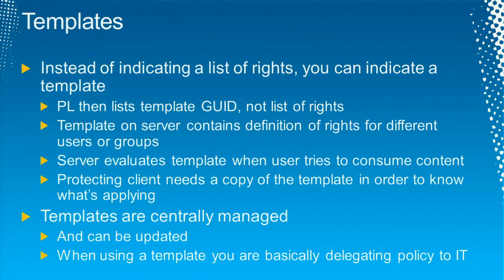So instead of indicating a list of rights, you can indicate what are known as templates that are created on the RMS server itself. So basically, within the publishing license, when you apply a template to an RM protected document, or when you're creating an RM protected document and you apply a template to it, the publishing license is going to list what's known as a GUID, right? And the GUID is essentially saying, okay, we have the set of rights to interpret on the server side itself and not explicitly within the template. And that does a couple of things.